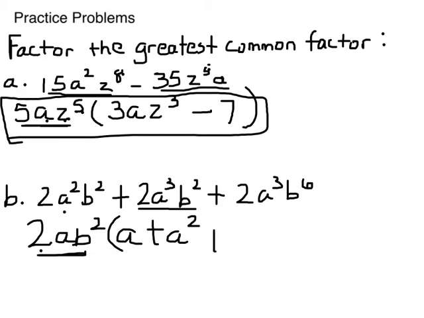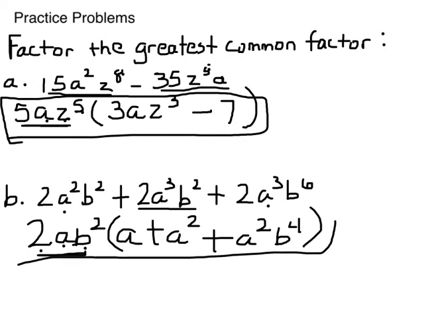Okay, and then final term, I've got the 2. I've got 1a, I need 3, so I'm going to need 2 more. And b squared, I'm going to need 4 more to make b to the 6th. And this would be the final answer in this kind of problem. Alright, go to the next page and we'll do some canceling.